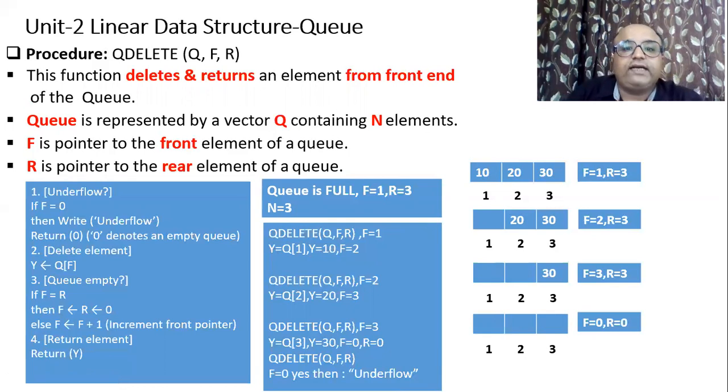Correct? Y will be assigned the value 10. So now we have already deleted the element and preserved it in the variable Y. Correct? Now see here, this step is very important. It might be possible that you have only a single element in a queue. In our case, we have taken that the queue has 3 elements. But it might have only 1 element, and if you delete it, then what will happen? Your queue will become empty.